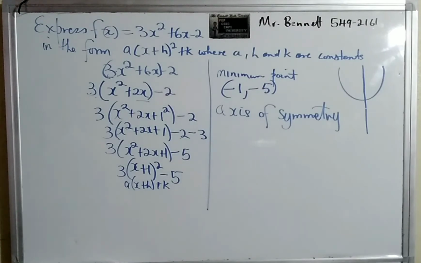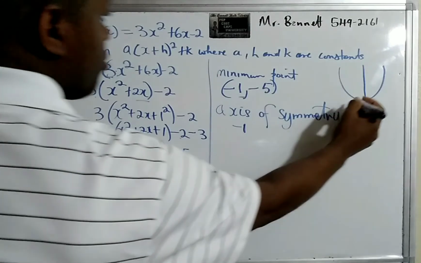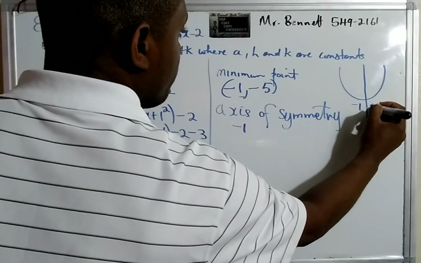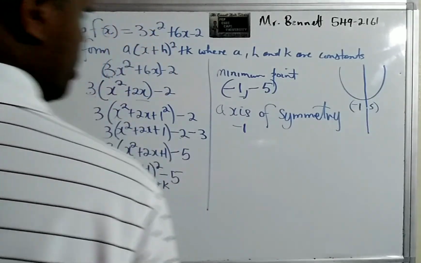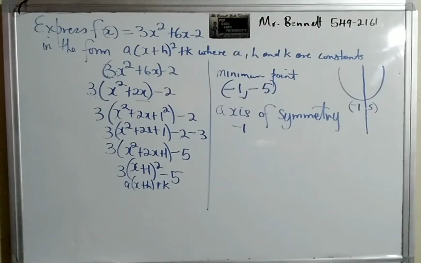Now this is our answer, x = −1, because remember the minimum point is (−1, −5). So the axis of symmetry would be x = −1. Alright, let us look at the other one.